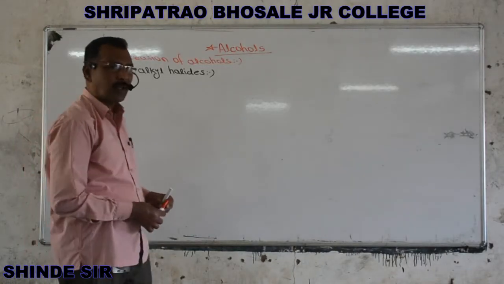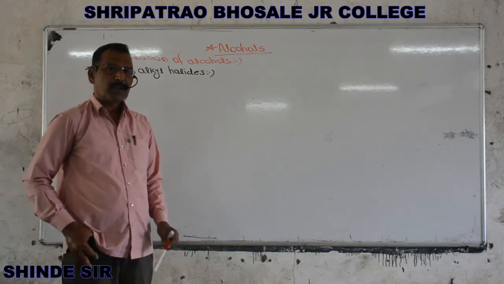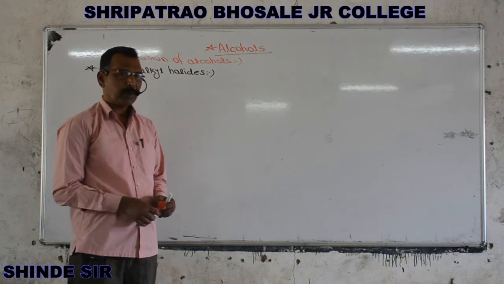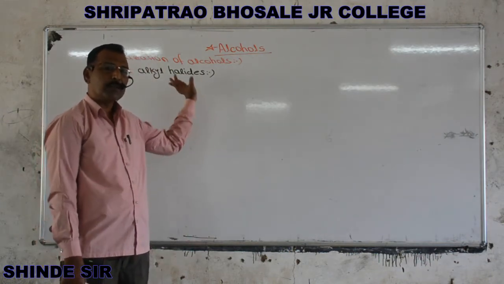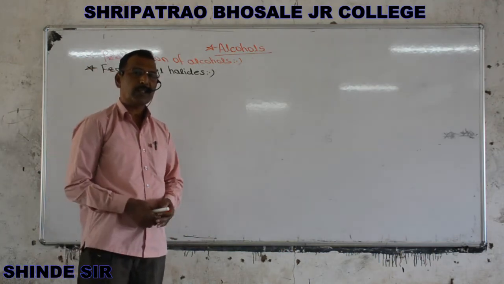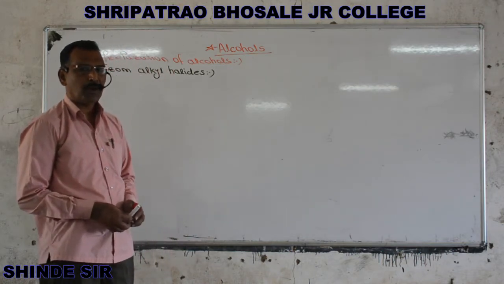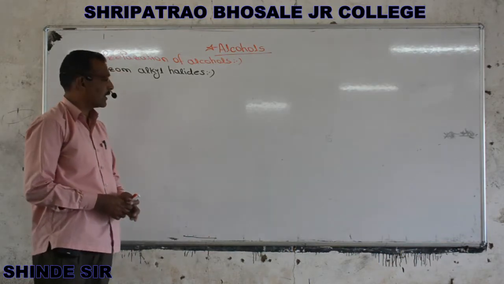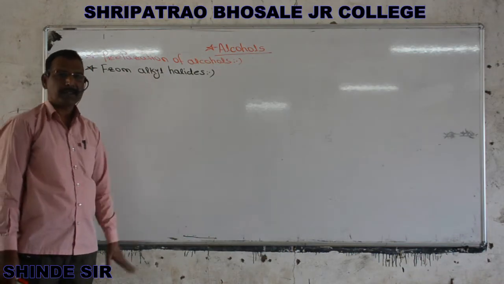Boys, in the last period we have discussed nomenclature of alcohols, and now the next part in case of alcohols is preparation of alcohols. That is, we are going to discuss different methods for the preparation of alcohols. So first of all, the first method is from alkyl halides.